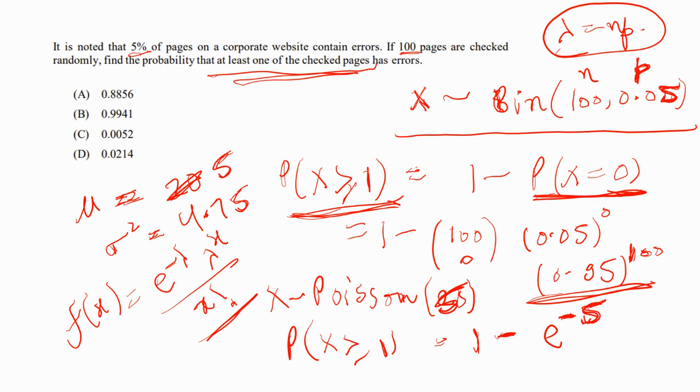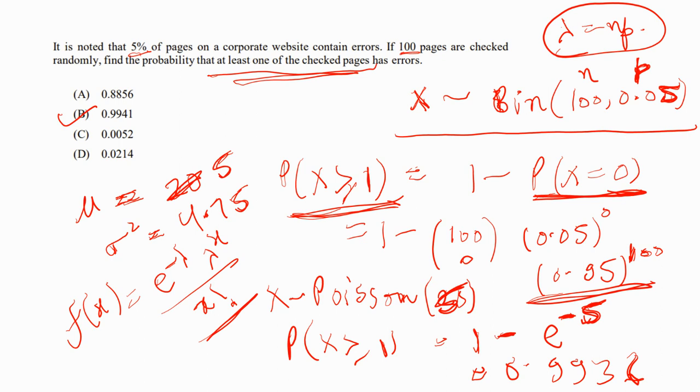Now rather than calculating 0.95 to the power 100, where you may get an error, you can solve this. Now e to the power minus 5, you can just solve it in the calculator, and then you will have the answer as 0.9936, which will be similar to this.